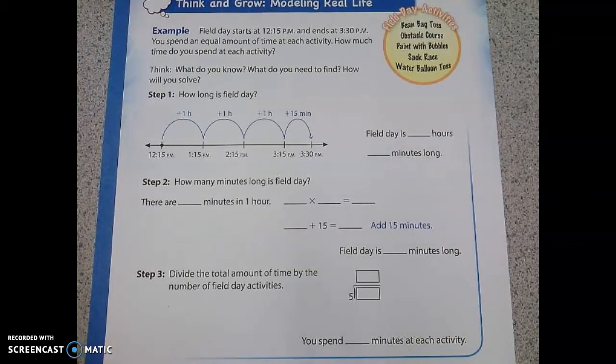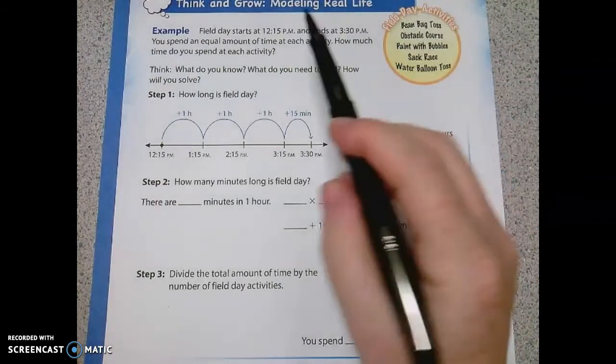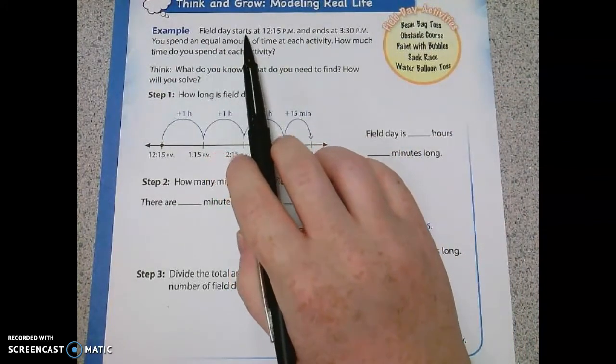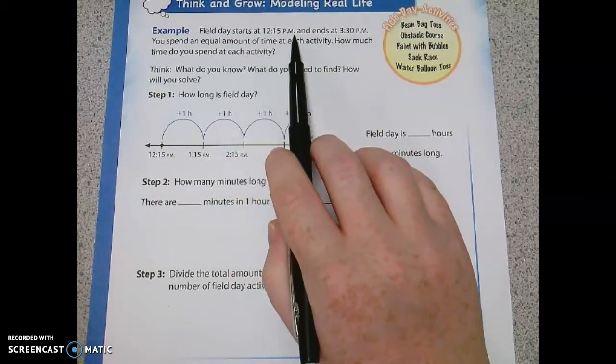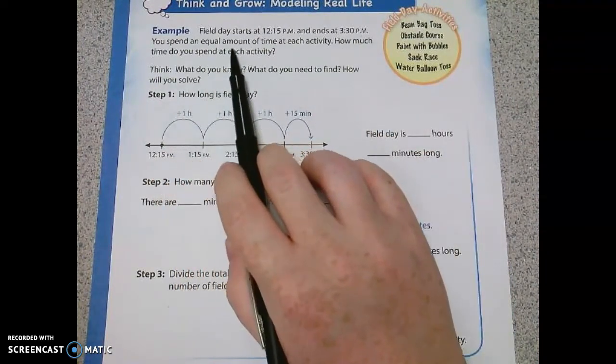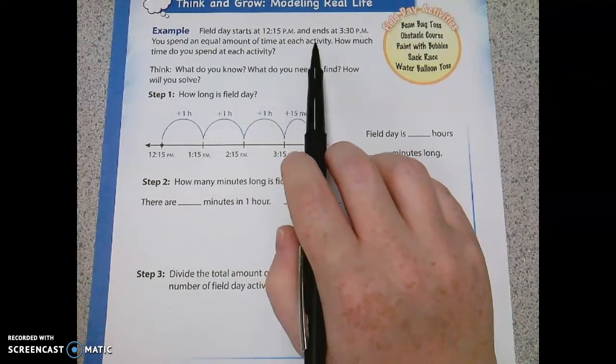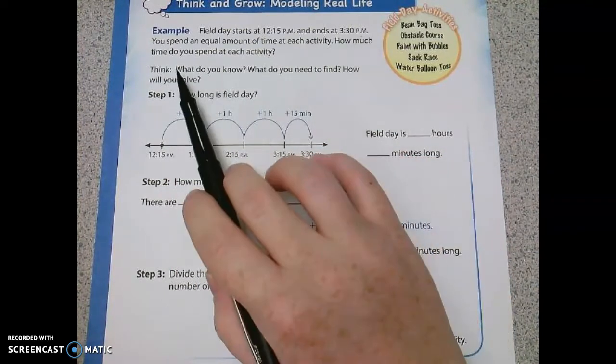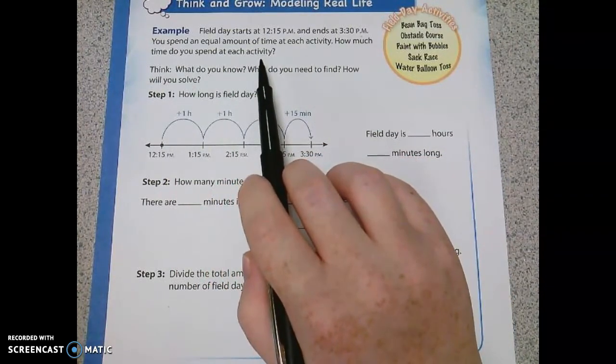Okay, today we're going to work on solving word problems with elapsed time. Okay, so let's do this example together. It says, field day starts at 12:15 p.m. and ends at 3:30 p.m. You spend an equal amount of time at each activity. How much time do you spend at each activity?